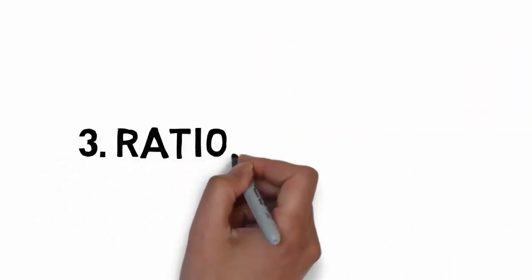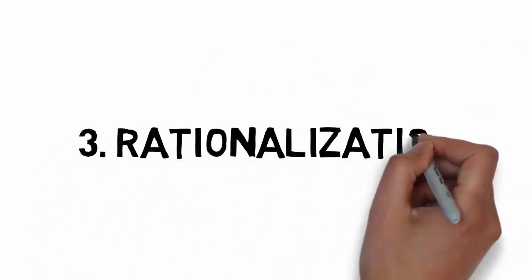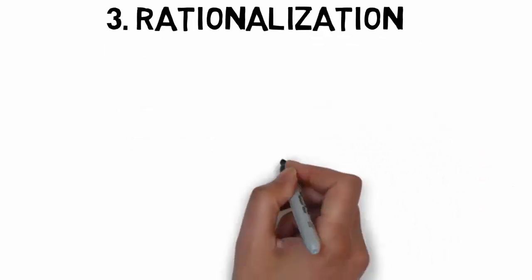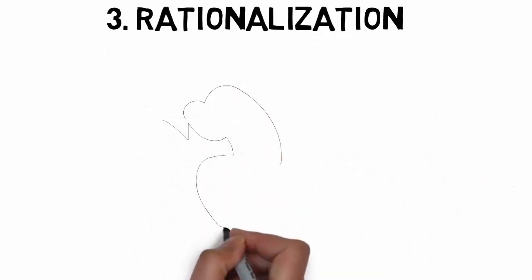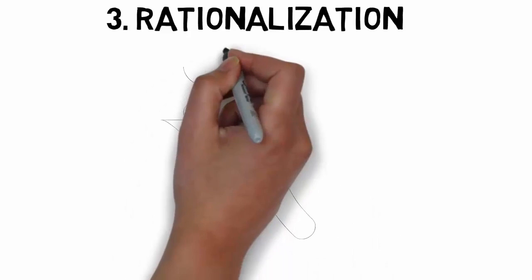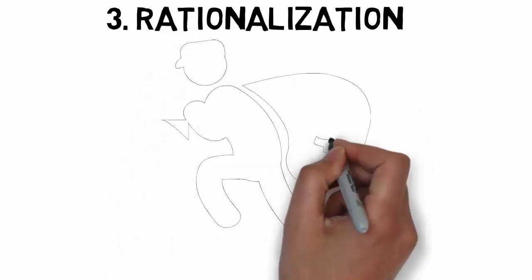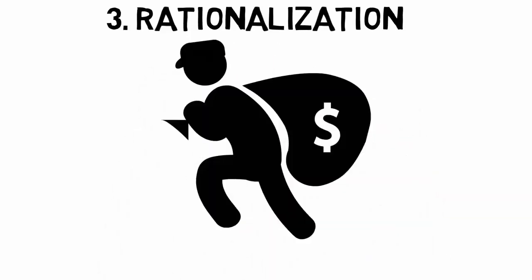Third defense mechanism is rationalization, developing false excuses to justify irrational and unacceptable behaviors. For example, stealing from a store, the thief may justify that the store owner makes millions of profit, so it doesn't matter to steal from it.